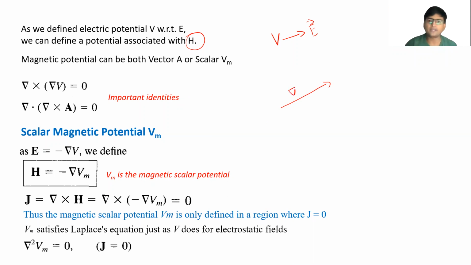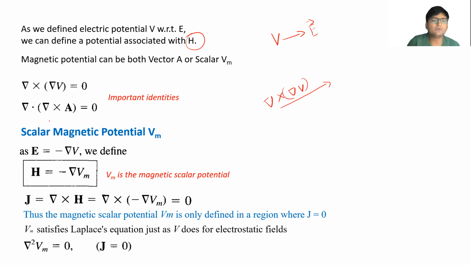So this quantity is basically your gradient. Now if you take curl of this quantity, since this vector is not rotational, it is going in a particular direction, the curl of this gradient of V is always going to be 0.